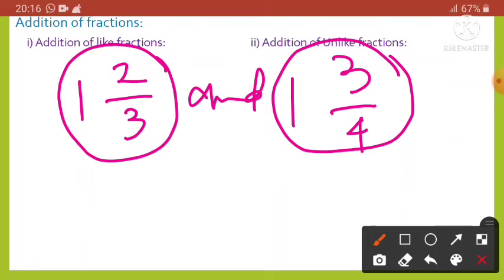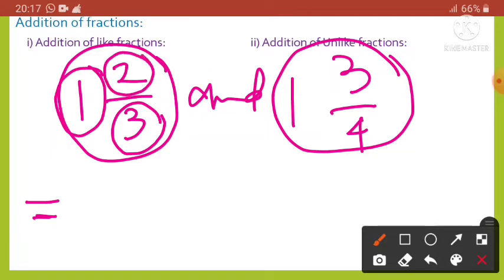Okay, so if you want to make this into an improper fraction, what is the rule? We have to multiply the denominator with the whole number, so it is 3 into 1, that gives us 3, and then we have to add this with the numerator. So 3 into 1 is 3, adding 2 gives us 5. You have to write this as the numerator and take the same denominator in this fraction also. So now we are having 5 by 3. So 1 into 2 by 3 is equal to 5 by 3.